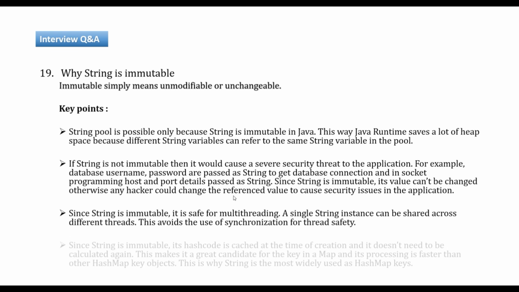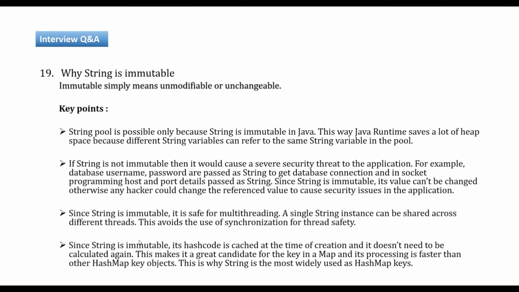Okay. And the next point you can consider, since string is immutable, its hash code is cached at the time of creation. So when you are creating the string object, at that time the hash code will be cached, so that you can directly use it as a key of your hash map. So that's why we can say it's a right candidate for the key in a hash map.